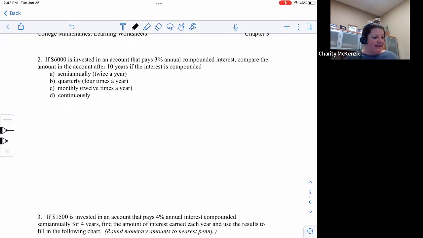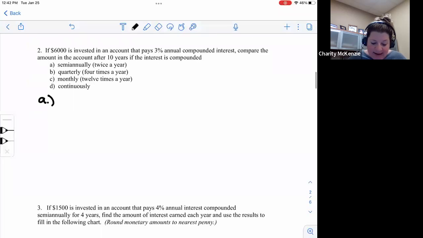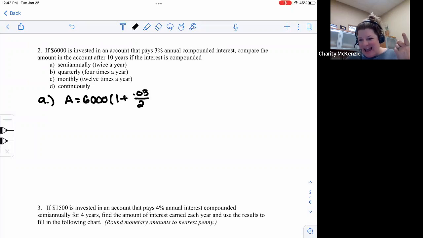Okay. The next problem, the point of this next problem is to show 4 different ideas: the semi-annually, quarterly, monthly, and continuous. So just to kind of show you what it looks like for 4 different of the same, almost the same thing. D is a little bit different. So A is going to say semi-annually, twice a year. And this time we have $6,000. I don't have a lot of room, so I'm just going to write the formula. A equals $6,000 times 1 plus my rate of 3% divided by 2, because it's semi-annually, and to the power of 2 times 10 for the years.